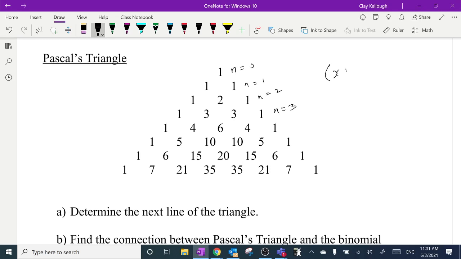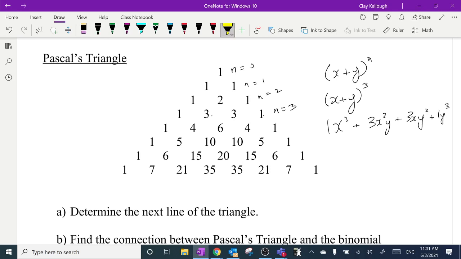So if I have (x plus y) to the n, and in this case, suppose I have (x plus y) to the 3, like we just did, I know that my coefficients are 1, 3, 3, and 1. So that's where I get the 1 x cubed plus 3 x squared y plus 3 x y squared plus 1 y cubed. So these coefficients end up there. Isn't that cool?